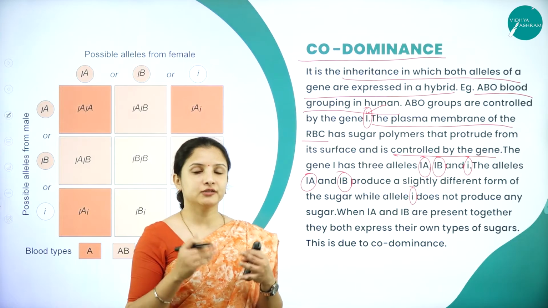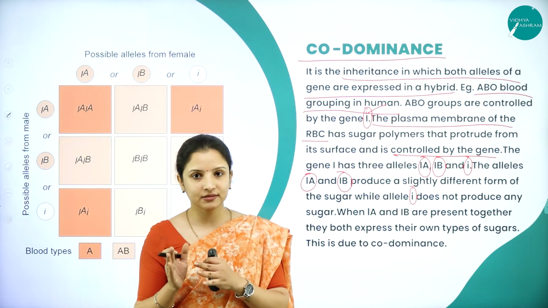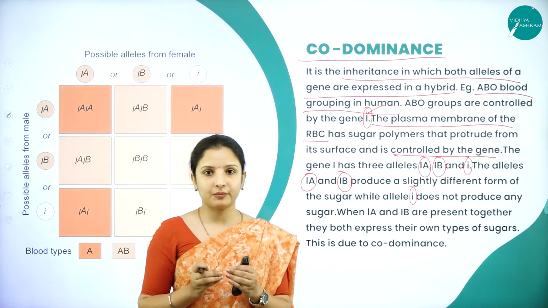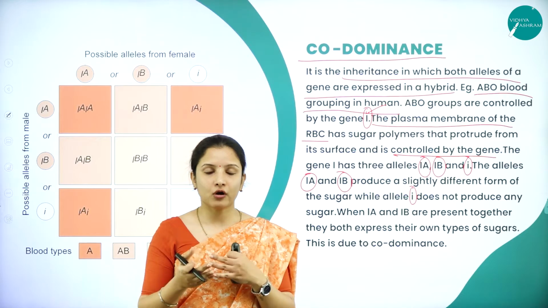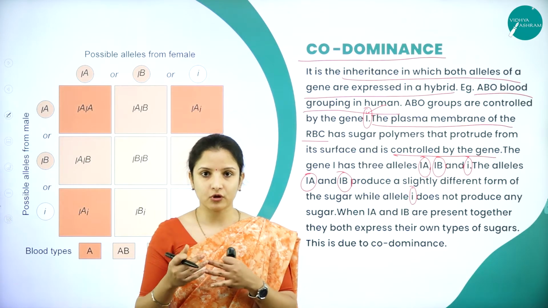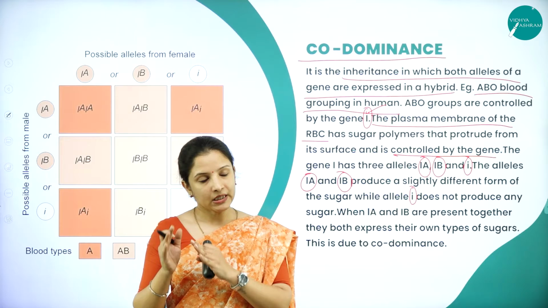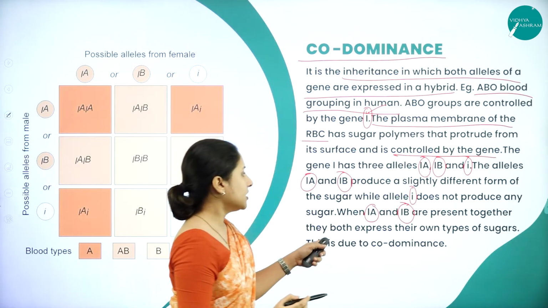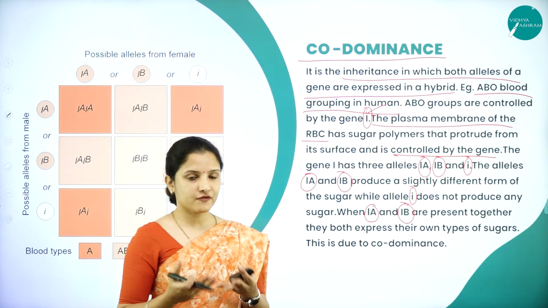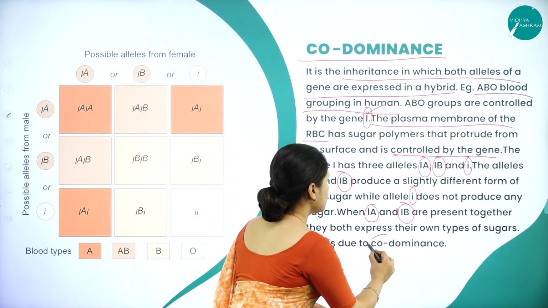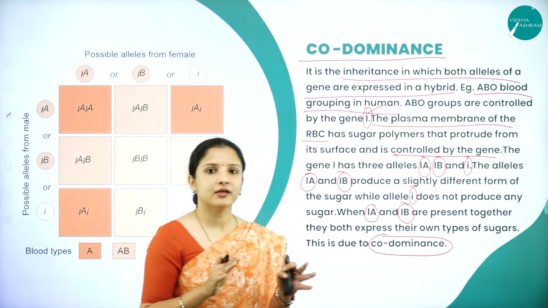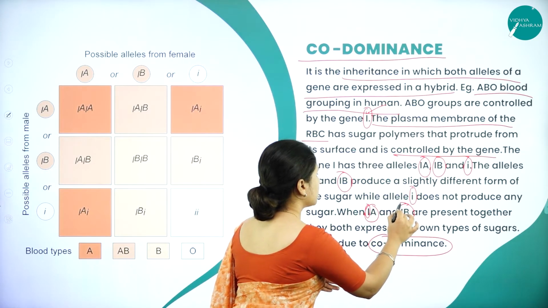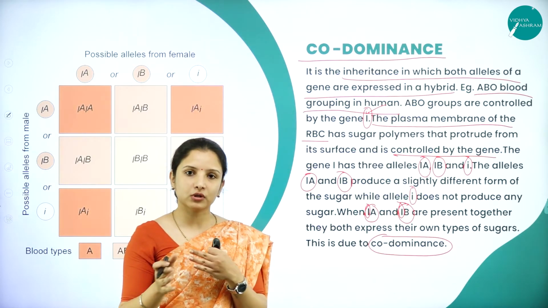Capital I is dominant. Based on the dominant I and the recessive small i, it will be decided whether sugar should be produced in the plasma membrane of the red blood cell or not. Based on whether the sugar is produced or not, the blood group of the progeny will depend. When IA and IB are present together, they both express their own types of sugar, and this is called codominance. Both of them will express their own kind of sugar, because both are dominant.